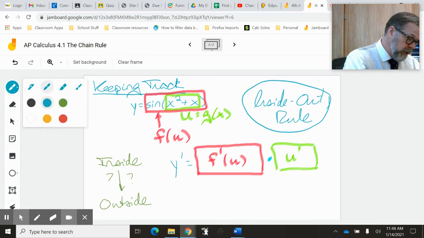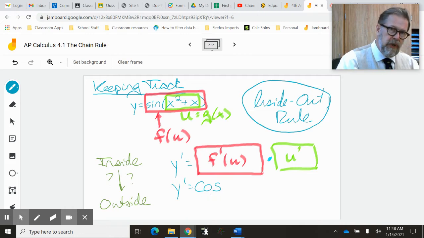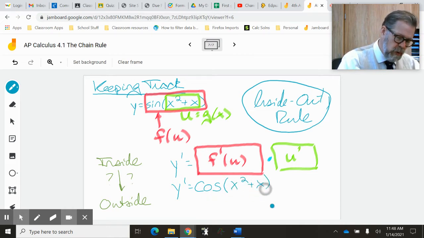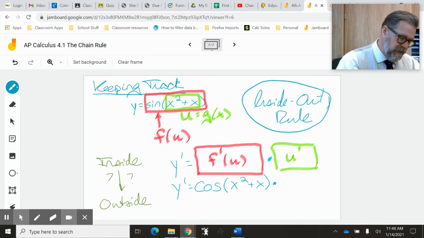So how do I do this one? Well, here we go. y prime equals, well, the derivative of the outer function is cosine of u, but I can just leave the u right in place instead of writing u and then having to go back later, times the derivative of u, which is 2x plus 1.